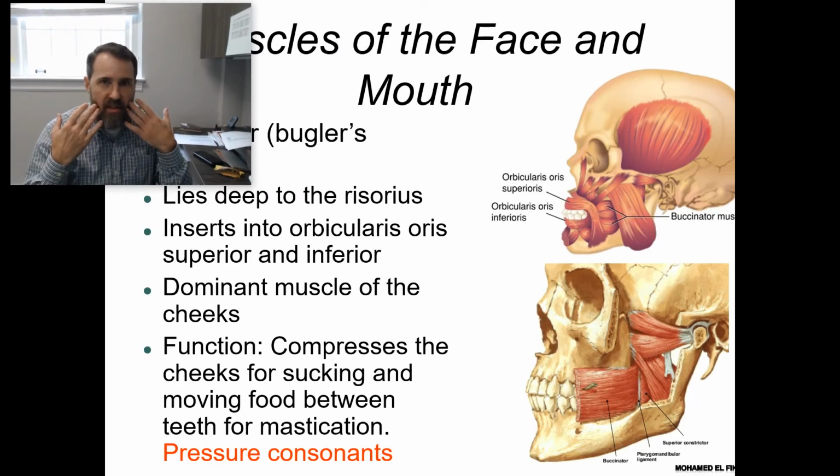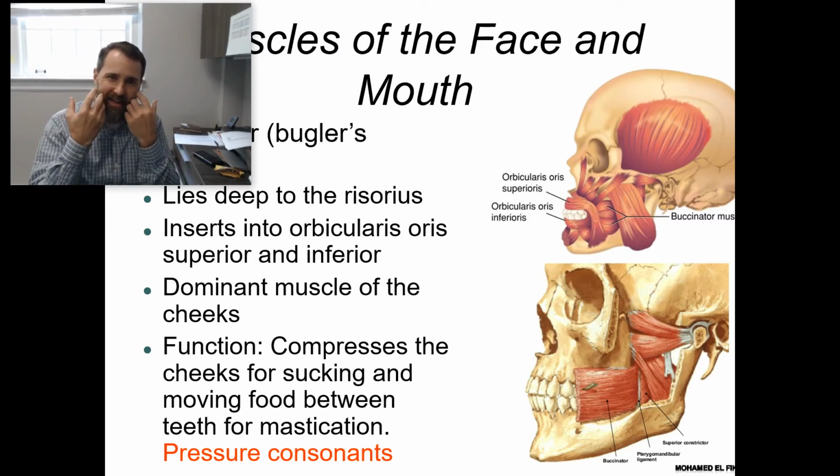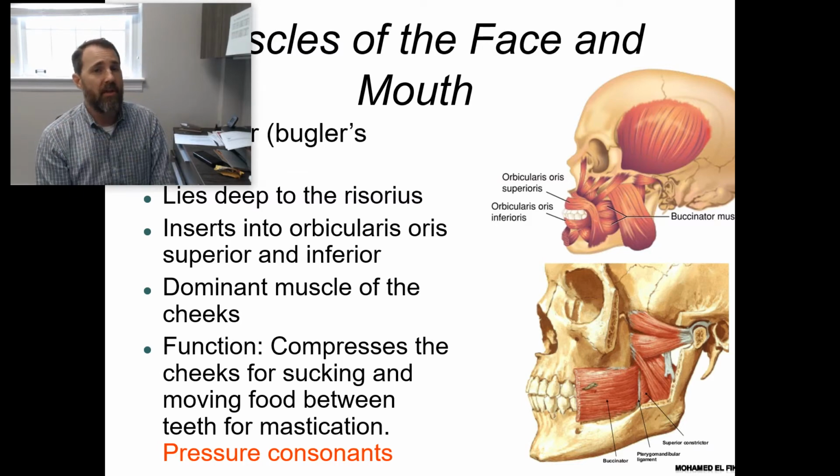When you tense the cheeks as you're chewing to keep food from gathering, collecting in the buccal cavity, you tense your cheeks during the production of pressure consonants, so p and b.